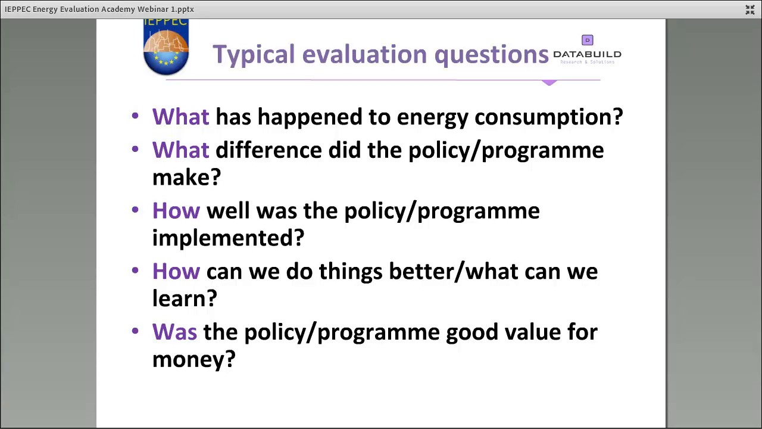We might also want to ask questions about things like how well was the programme implemented? And how can we do things better? What can we learn from what we've done now for the future? Those are typical process evaluation questions. And then the last question on this slide, was the policy programme good value for money? That's the one that the funders and the Treasury departments want to know about, and you would think about that as an economic evaluation question.